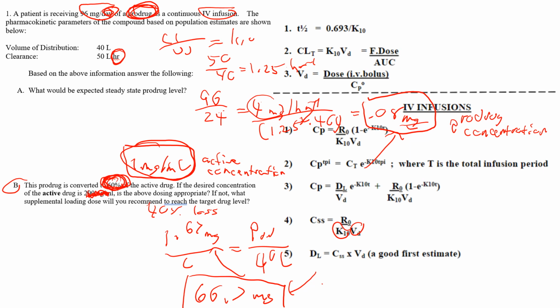So whenever you see a percent, just remember that chart. Am I multiplying or am I dividing? And it just depends. Do you have the active in the blood or do you have the prodrug in the blood? And that's how you can distinguish it.